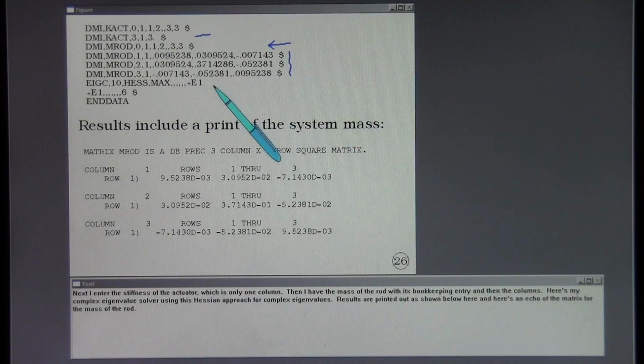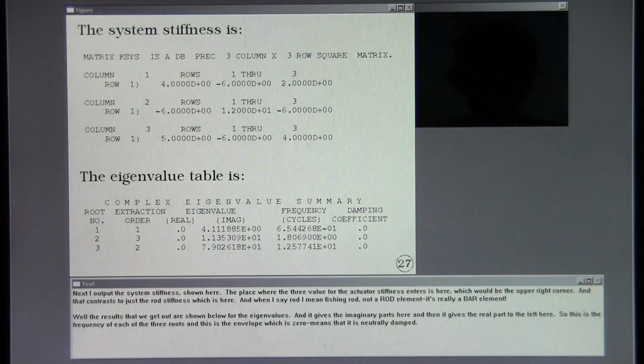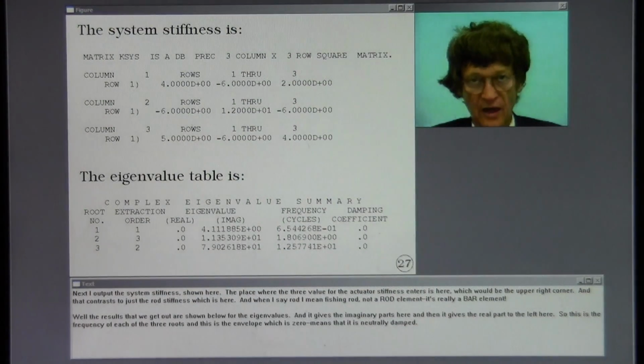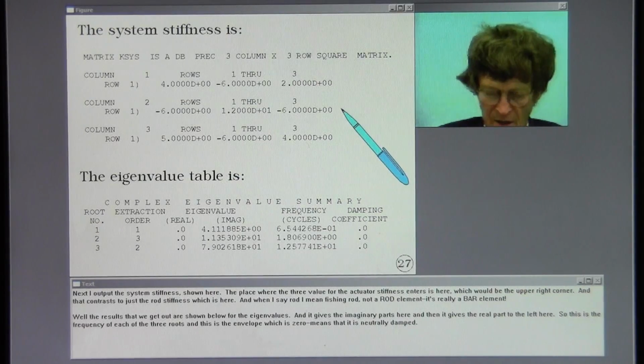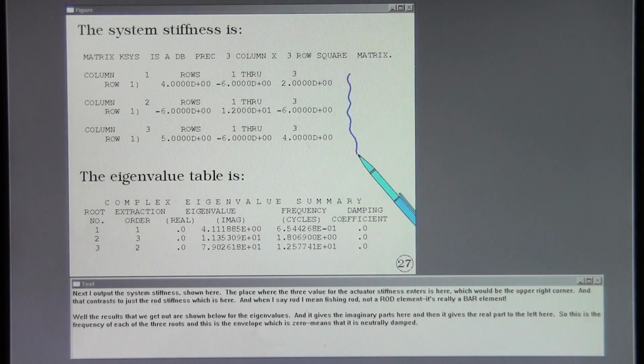Here's my complex eigenvalue solver using this Hessian approach for complex eigenvalues. Results are printed out as shown below here, and here's an echo of the matrix for the mass of the rod. Next I output the system stiffness, shown here.